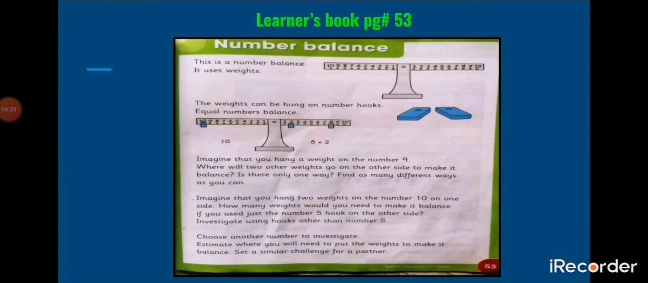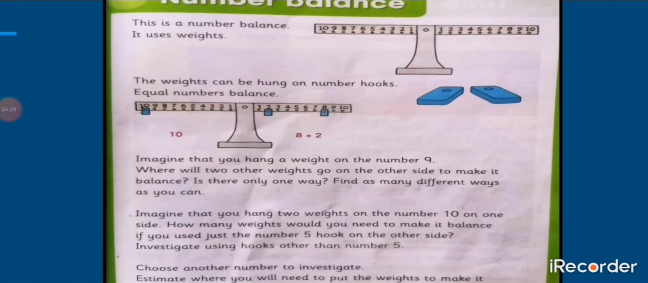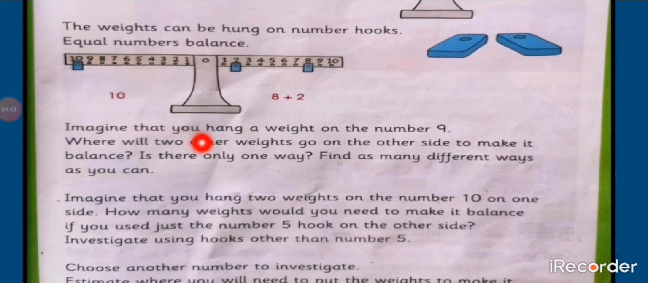Now, we are moving towards our questions. These are the questions, and we will do them in the notebook. Imagine that you hang a weight on the number 9. Where will two other weights go on the other side to make a balance? Is there only one way? Find as many different ways as you can.